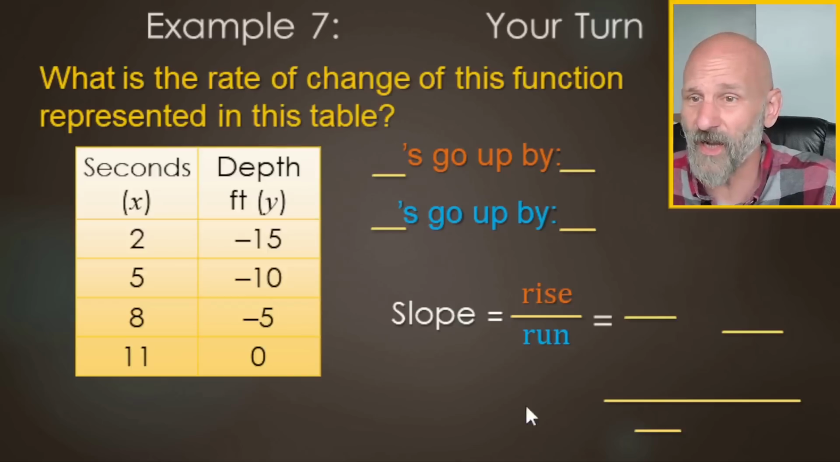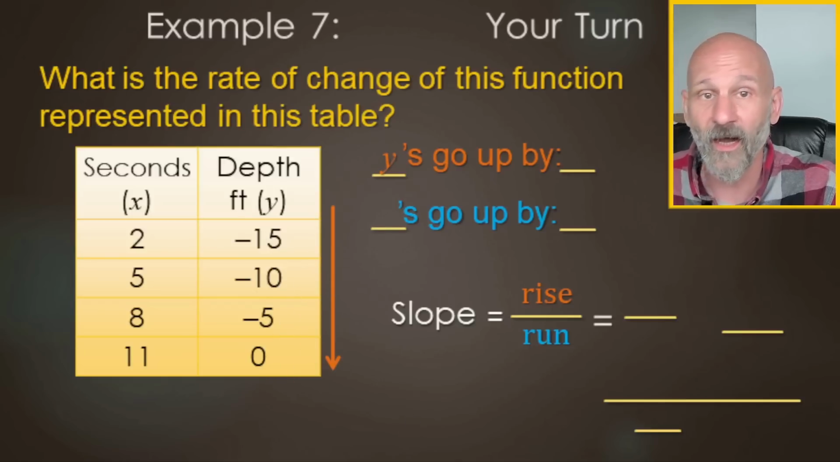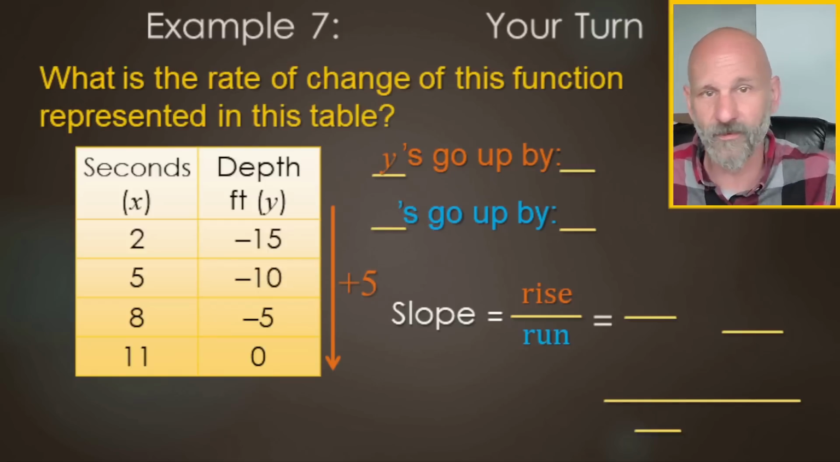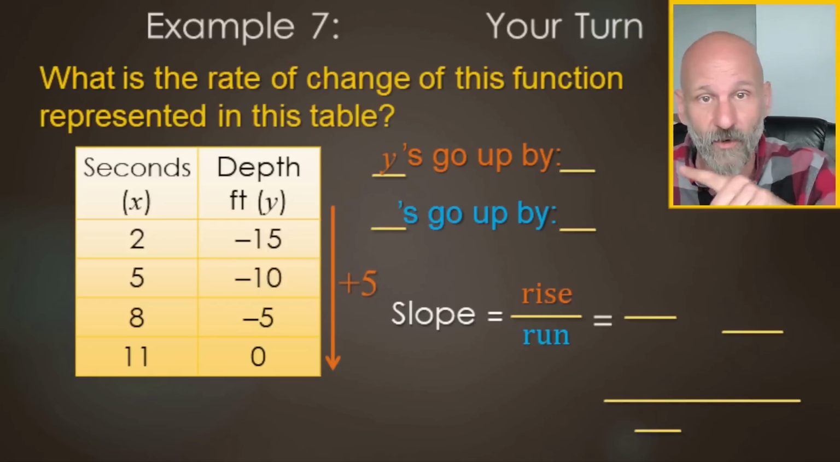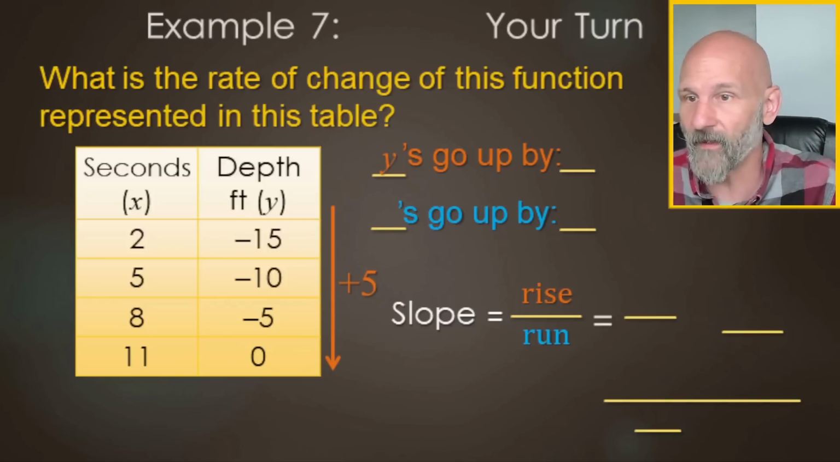So first we're going to check and see the y's go up by how much. Again, we're going to read it from top to bottom, negative 15, negative 10, negative 5, 0. If you're thinking temperature, the temperature is getting warmer by 5 degrees. In this case, it's a depth, so the submarine or whatever it is going up by 5 feet per, and then we'll find that out in a second here. So the y's are going up by 5s.